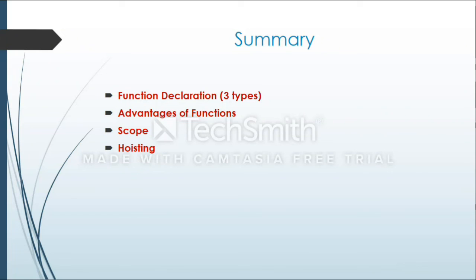So let's wrap up this session with a quick summary. In this session we talked about function declarations. We learned about three different function declaration styles, and we learned about the advantages of using functions, also global scope and local scope, and also some problems of variable hoisting as well as function hoisting in JavaScript.